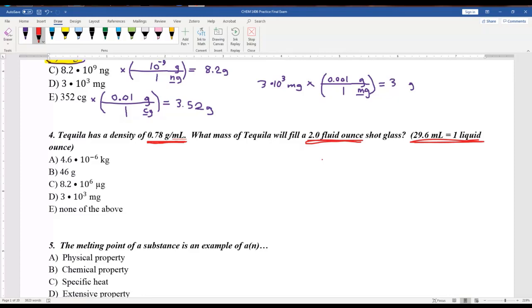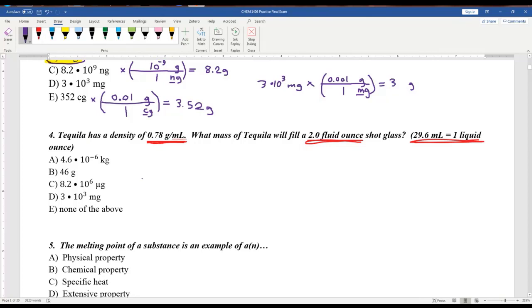In other words, perhaps a better question to ask myself would have been, what am I looking for? I'm looking for the mass of tequila. So what's equal to that mass of tequila? What is the equivalent amount of that tequila? It's the 2.0 fluid ounce. I have to start with what is in some way equal or determined by what I'm looking for. I'm looking for the mass of tequila. That's going to be the same amount as the 2 fluid ounces. And that's why I'm going to start with the 2 fluid ounces.